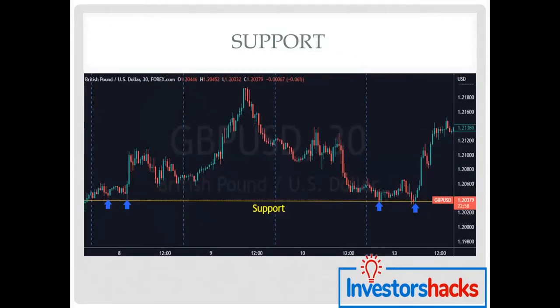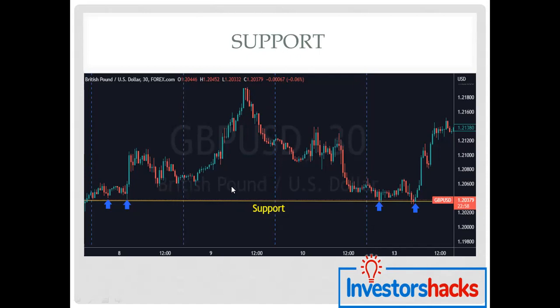In this screenshot, you can see I have an area of support. You can see the first instance price came to this point and bounced off, it came again to the second point and bounced off. Then it went all the way up, came again to this area, bounced off, came again to this area, bounced off. So you can see this is an area that price is struggling to break below. So this becomes our support.